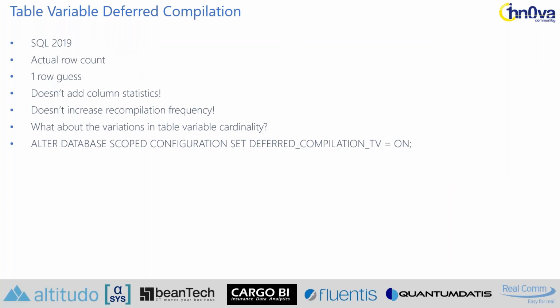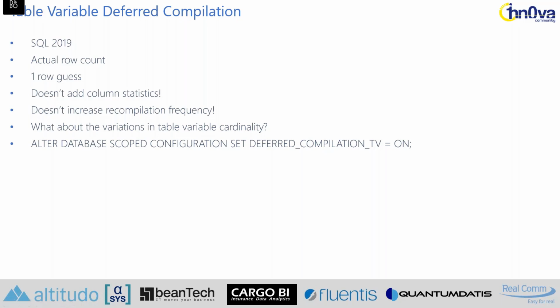Next feature is table variable deferred compilation, which works only in SQL Server 2019. And deferred compilation means exactly that. Compilation of a table variable is performed by the SQL Server Query Optimizer when the table variable is used in the query. So this way SQL Server knows the exact number of rows in the table variable. This doesn't add new column statistics, and it doesn't increase recompilation frequency.